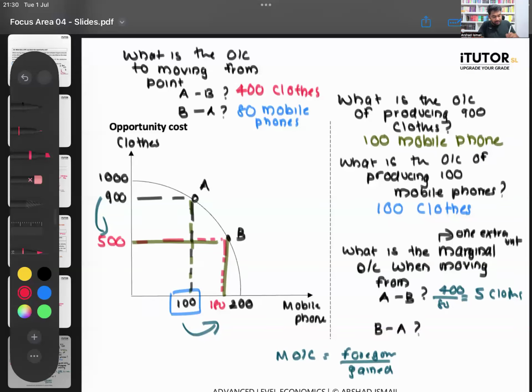Now go the other way, B to A. When going from B to A, Lamai, what are you sacrificing? You are sacrificing phones. You are sacrificing 80 phones. What are you gaining? You're gaining 400 clothes. So now it's the other way. 80 divided by 400. How much do you all get here?